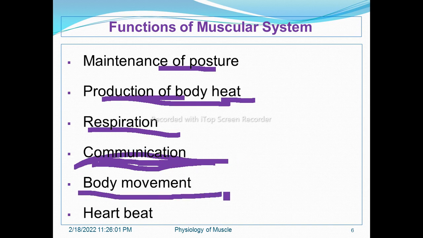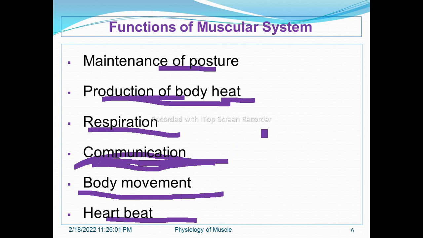The other is body movement, to move from one place to another, or to get one material or withdraw another material. The other is heartbeat. Heartbeat is a function of cardiac muscle, whereas motion, like movement of blood and food in the GIT, is a function of smooth muscle, whereas others are functions of skeletal muscle.